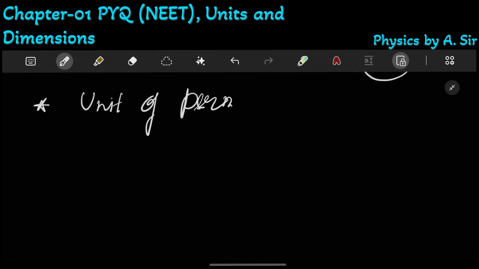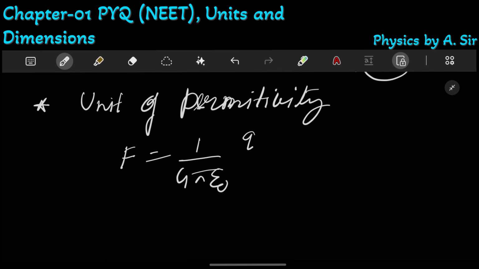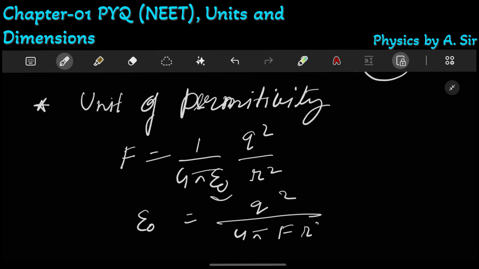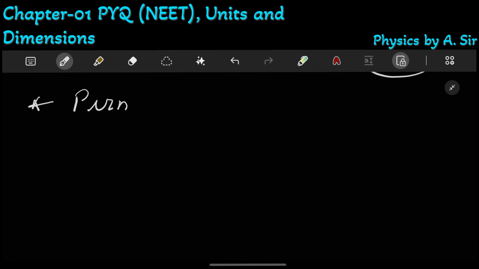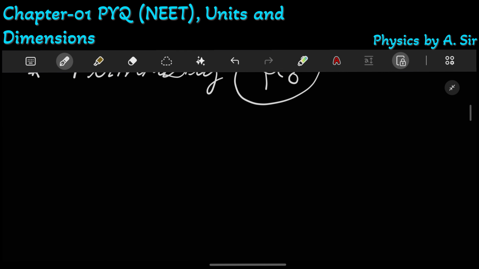So let's see. Next one is the unit of permittivity. Okay, it is quite interesting. So force equals 1 upon 4 pi epsilon naught q square upon r square. Okay, so the unit of epsilon naught is q square upon 4 pi F r square. So let's see, Coulomb square upon Newton meter square. Okay, and remember, one can ask for permeability too, which is mu naught in free space. So you have to remember that.